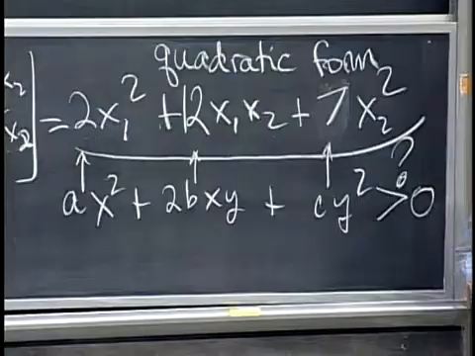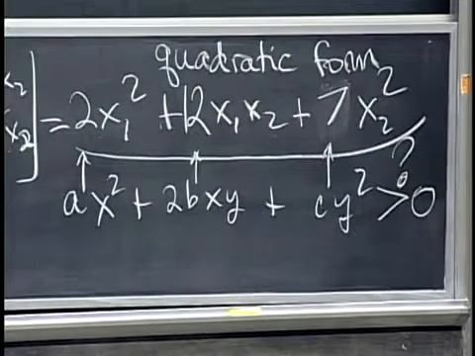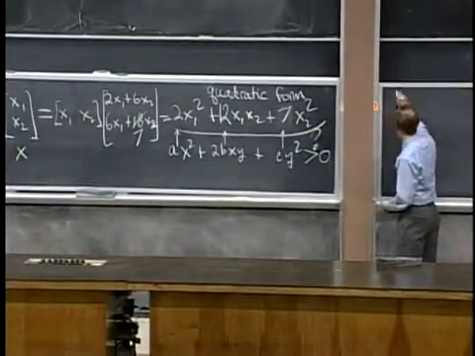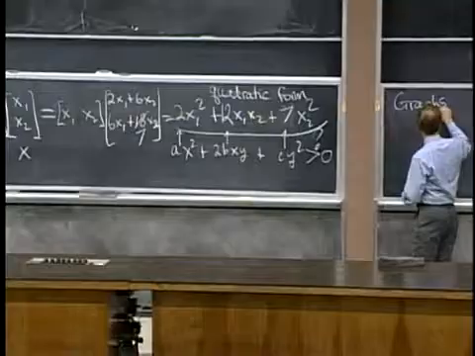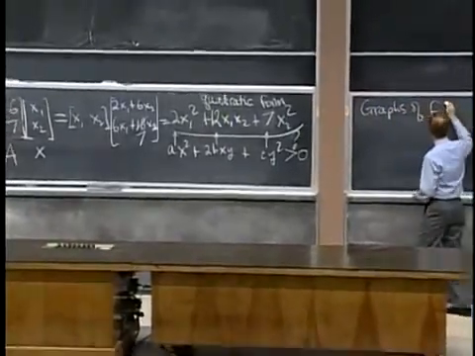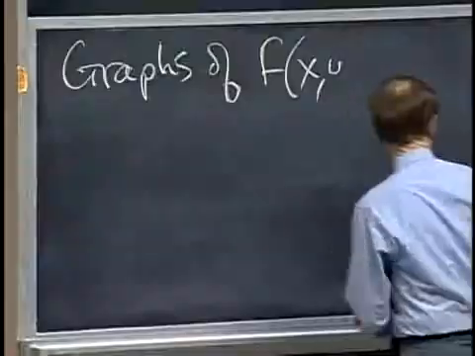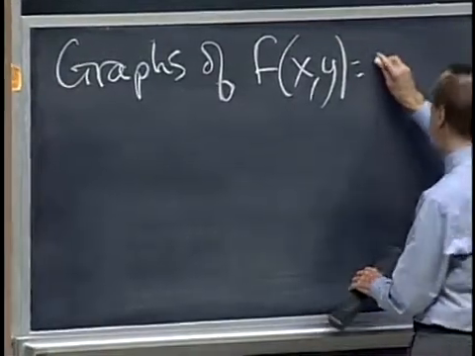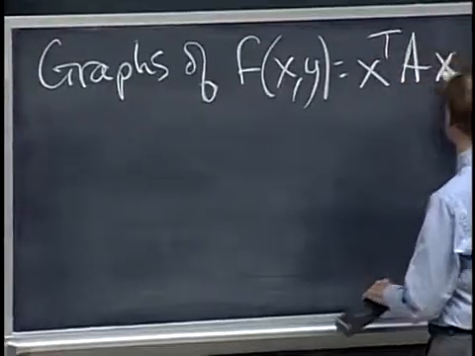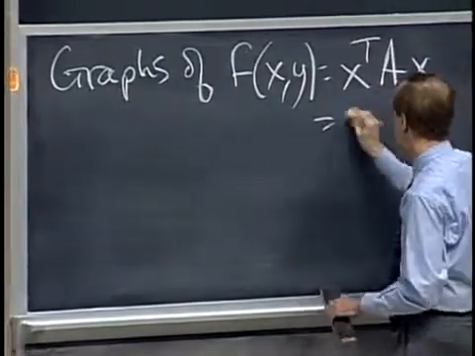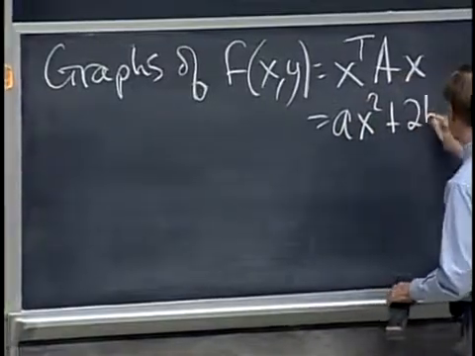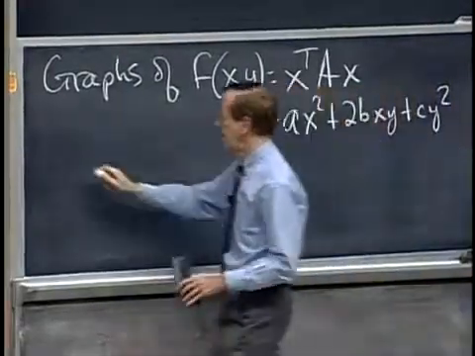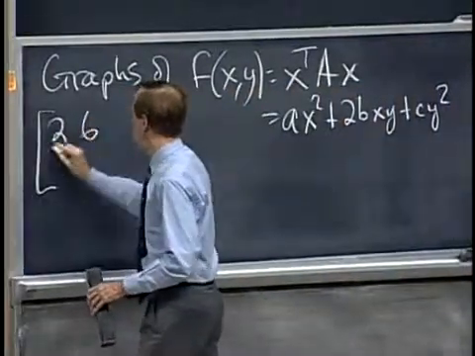If I drew the graph, can I get a little picture in here? If I draw the graph of this thing, so graphs of the function f of xy, or f of x, shall I say, or f of xy equal this, it's this x transpose ax, this ax squared, 2bxy, and cy squared. And let's take the example with these numbers.